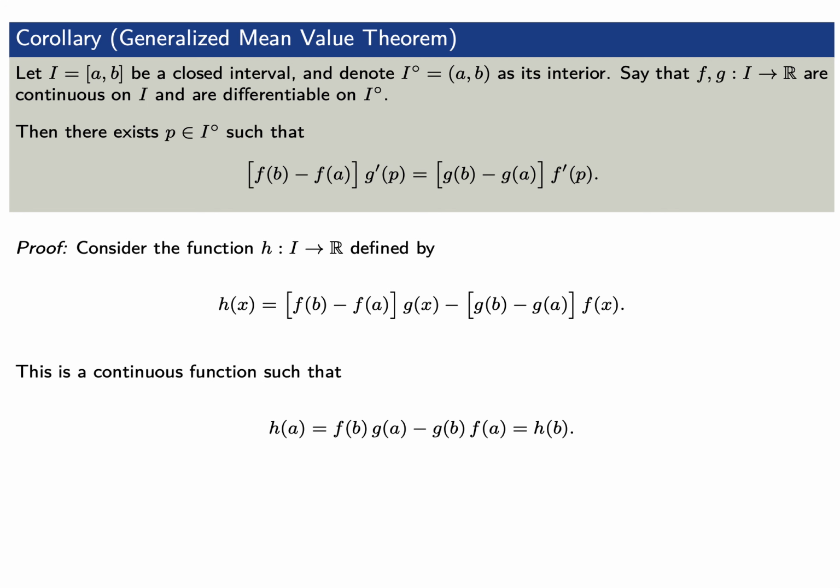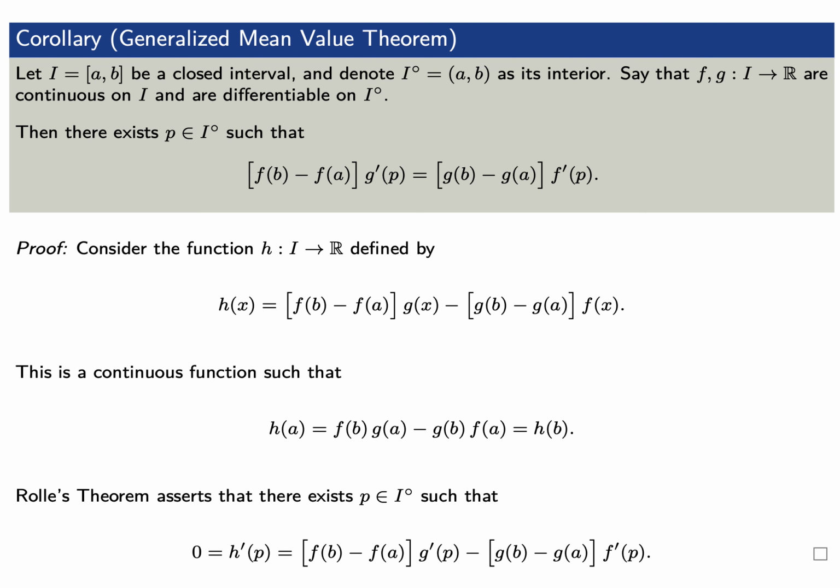To see why, let's consider a new function h defined on the open interval as follows. h of x equals f of b minus f of a times g of x minus g of b minus g of a times f of x. This is a differentiable function on the interval I such that h of a equals h of b. But now Rolle's theorem asserts that there is a point p in the interior such that h prime of p equals 0. But this gives exactly what we wanted for the generalized mean value theorem.